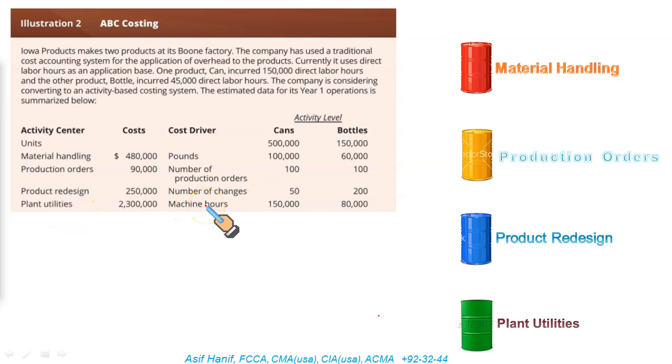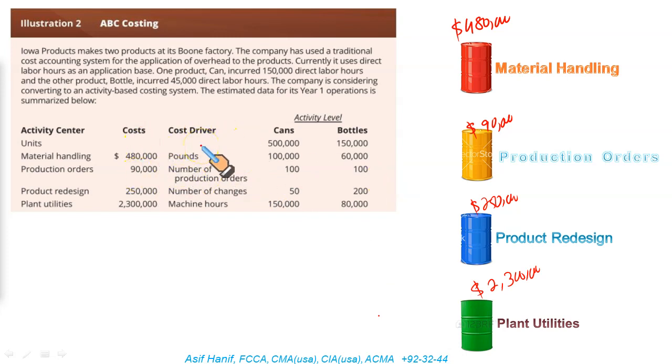Now, the same cost of 3.12 million is split into these four different cost pools. This cost pool has a size of $480,000. This one, $90,000, $250,000, and then 2.3 million. Now we have these four cost pools and we have the cost drivers given also. The first two steps are the cost drivers and the cost pools.